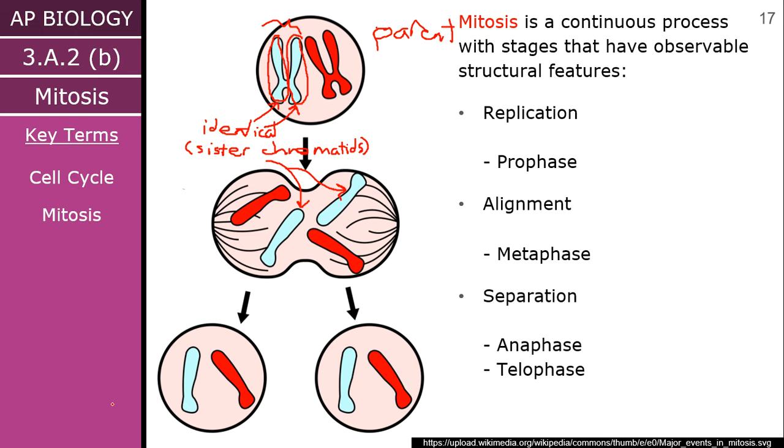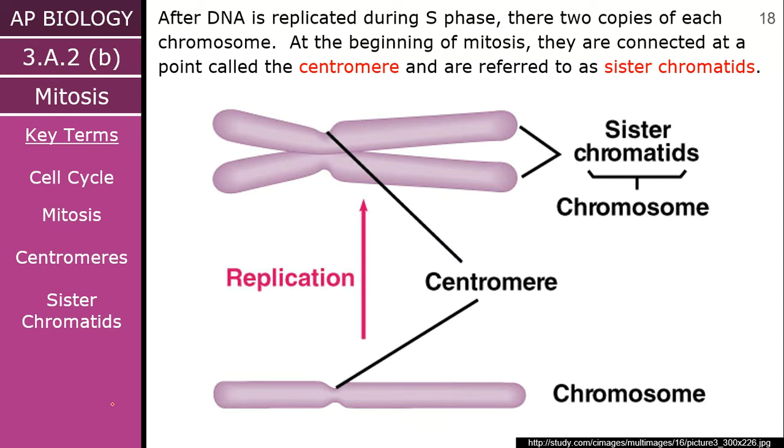But mitosis is going to have its own stages that it breaks up into. Okay, so there's replication, the DNA replicated, that happened during the S phase. But then we have the prophase, the metaphase, the anaphase, and the telophase. Okay, so we have to talk about each of those separately. So again, DNA replicates during S phase. And so now I have two sister chromatids.